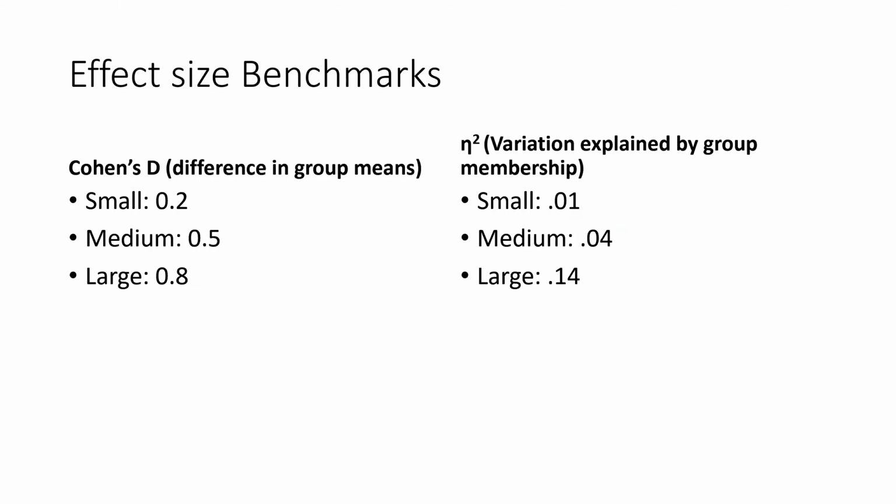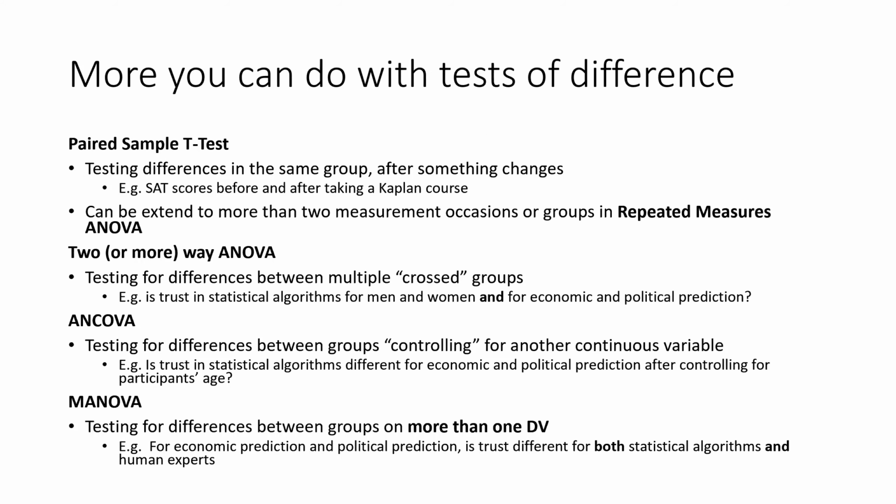These are some benchmarks for effect size. For Cohen's d, a small effect would be 0.2, medium 0.5, large 0.8. For eta squared, small would be 0.01, medium 0.04, and large 0.14.